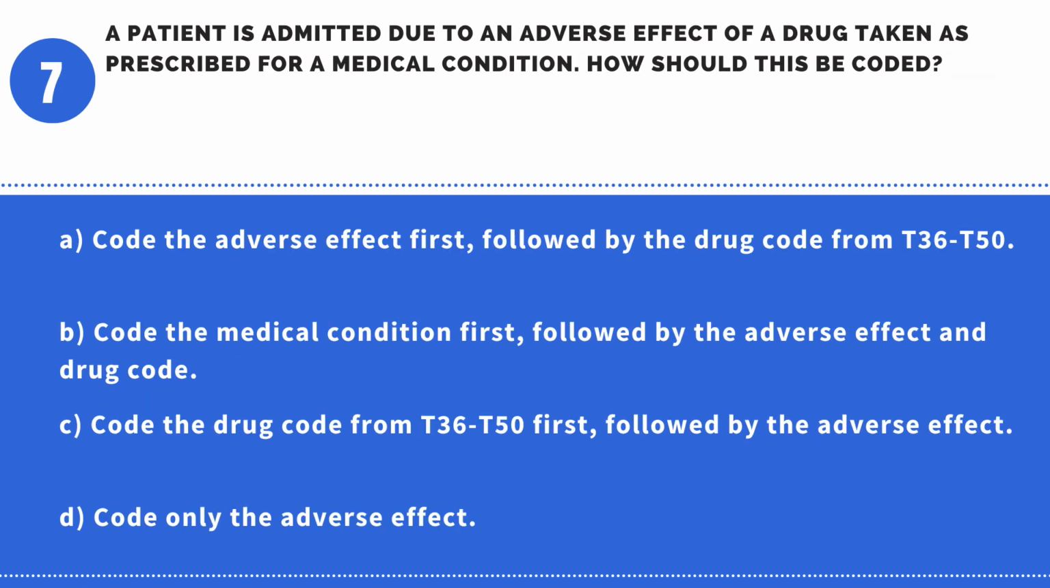Question 7. A patient is admitted due to an adverse effect of a drug taken as prescribed for a medical condition. How should this be coded? A. Code the adverse effect first, followed by the drug code from T36-T50. B. Code the medical condition first, followed by the adverse effect and drug code. C. Code the drug code from T36-T50 first, followed by the adverse effect. D. Code only the adverse effect.